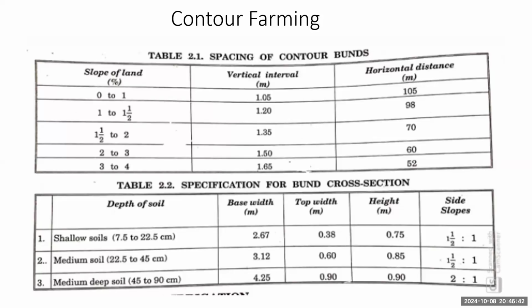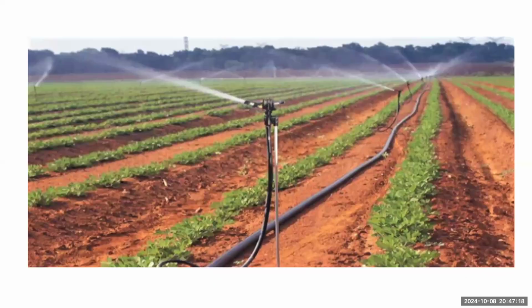We know that these contour bunds we have seen in the previous figure are trapezoidal in shape. So consider a trapezoidal cross section where we have to consider its base width, top width, height, and side slopes. This table is useful for deciding the dimensions of the bund as per the depth of soil available. If the depth of soil available is more, the section of the bund is also more. So this is about contour farming.